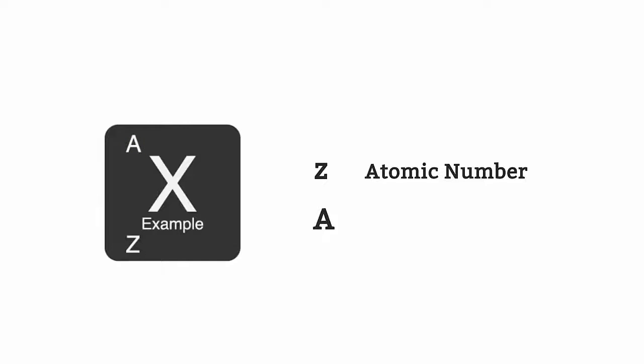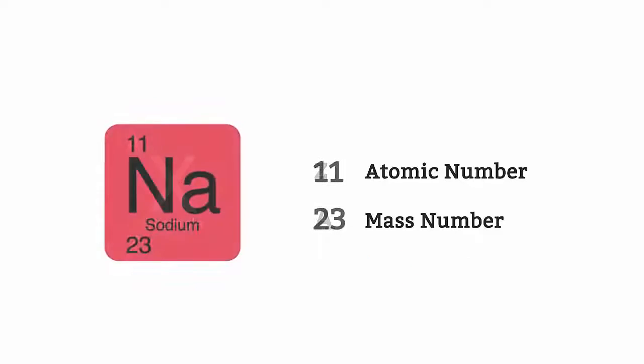The bigger number is the atomic mass number. It depends on the weight of the nucleus. That is, the number of protons plus the number of neutrons, because the mass of an electron is so small we ignore it. The atomic number of sodium is 11 and mass number 23.